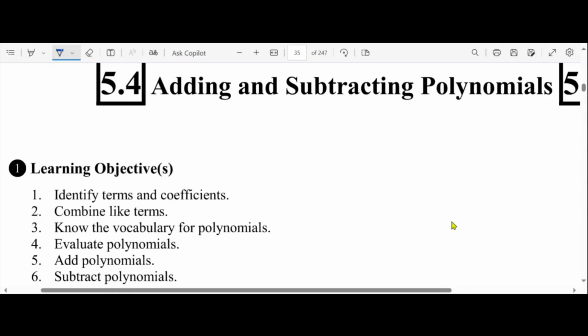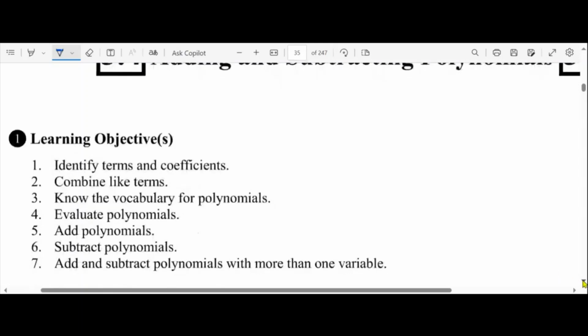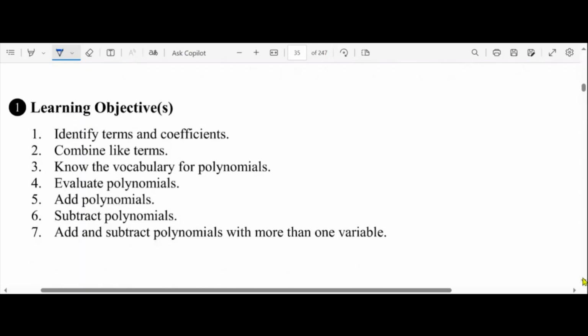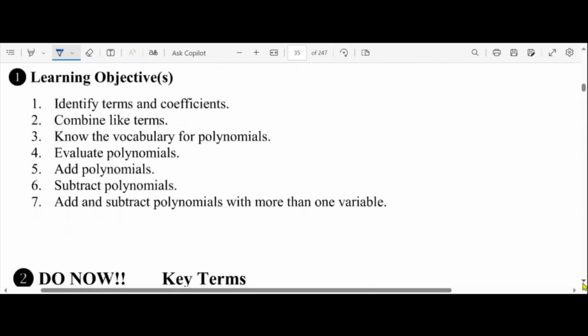5.4, adding and subtracting polynomials. Learning objectives: identify terms and coefficients. Combine like terms. Know the vocabulary for polynomials. Evaluate polynomials. Add polynomials. Subtract polynomials. Add and subtract polynomials with more than one variable.